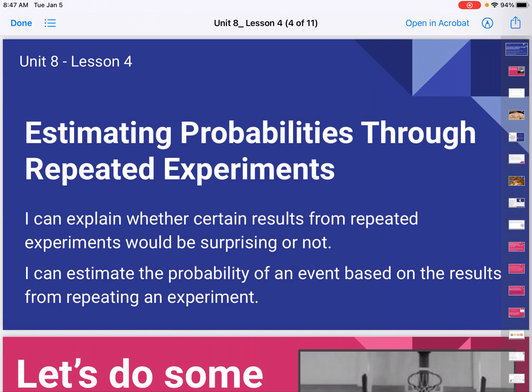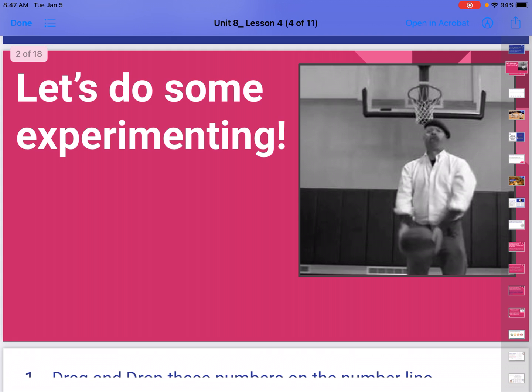Unit 8, Lesson 4, Estimating Probabilities Through Repeated Experiments. So I can explain whether certain results from repeated experiments would be surprising or not, and I can estimate the probability of an event based on the results from a repeating experiment. So we're going to do some experimenting.